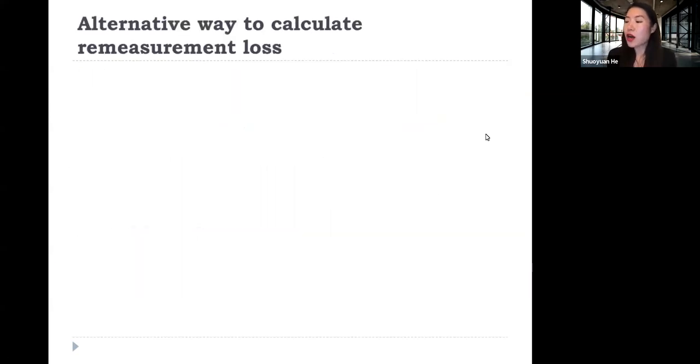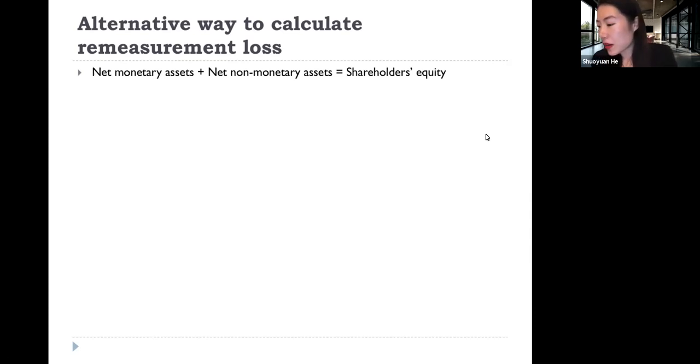And now how do we alternatively calculate remeasurement gain or loss under the temporal method? So it's very similar logic here. Net monetary asset plus net non-monetary asset equals shareholders' equity. Do you agree with this? So what is our net monetary asset? That is our monetary asset minus monetary liability.